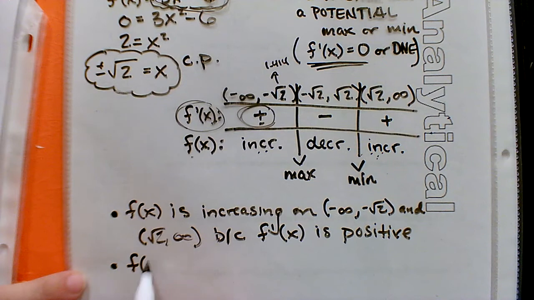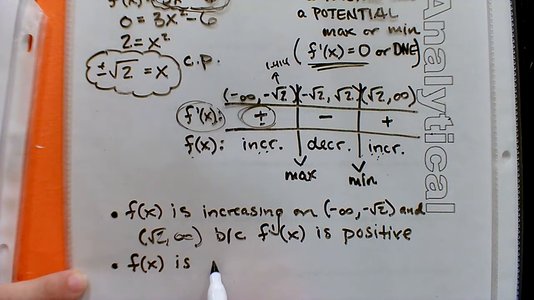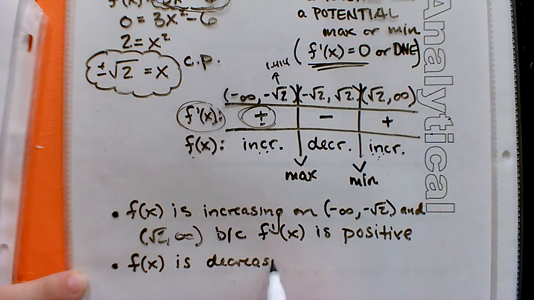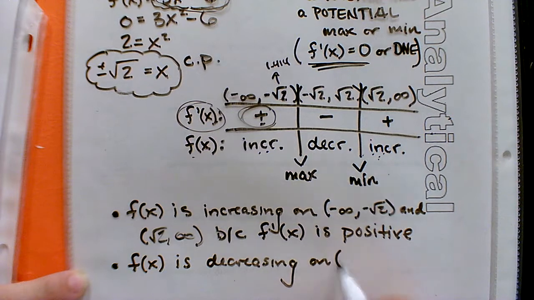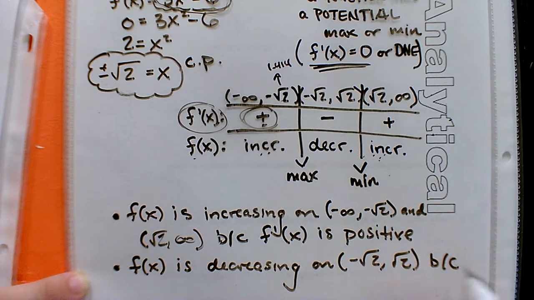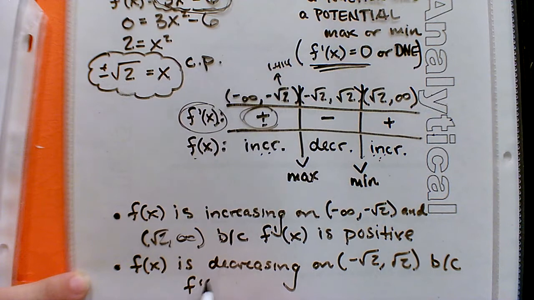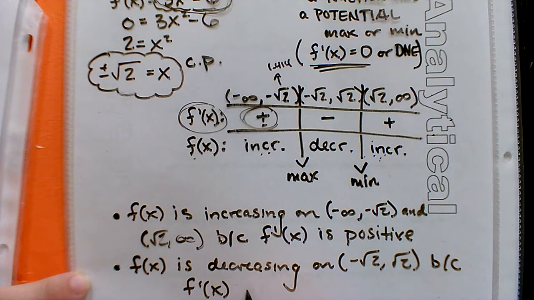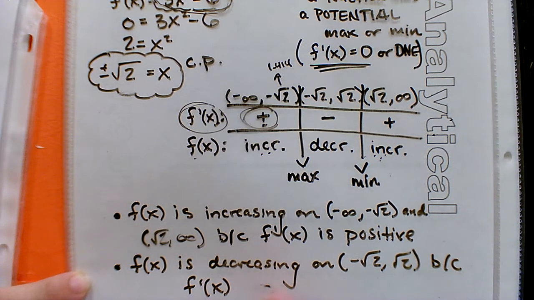Okay, let's do something similar here, but for decreasing. F of x is decreasing on the interval of negative square root of 2 to positive square root of 2 because we found the derivative or slope is negative.